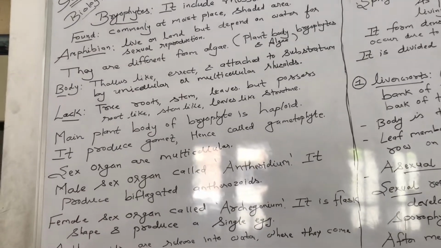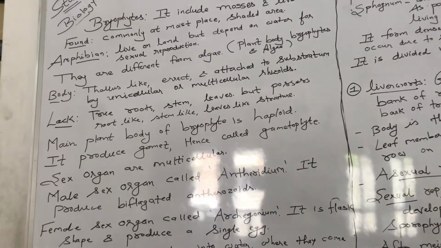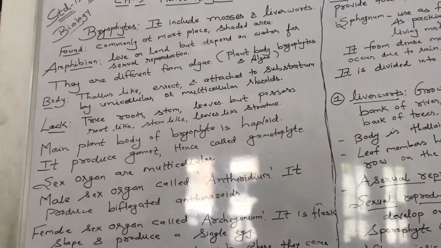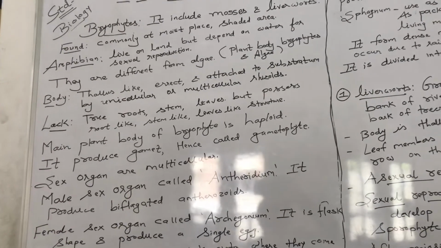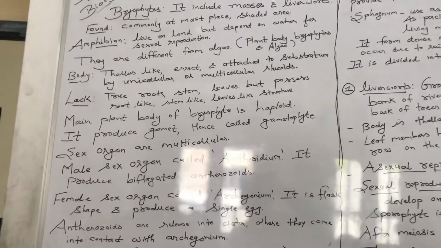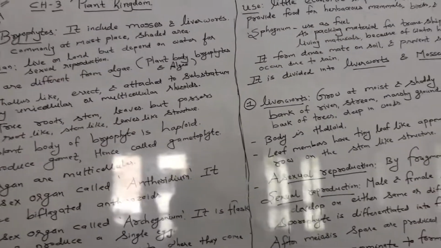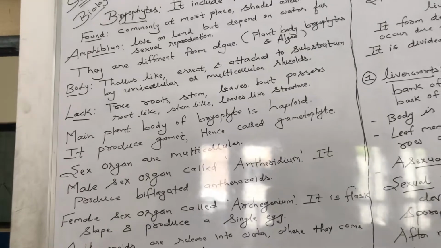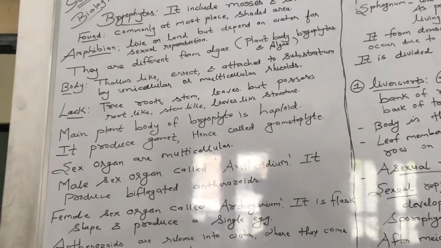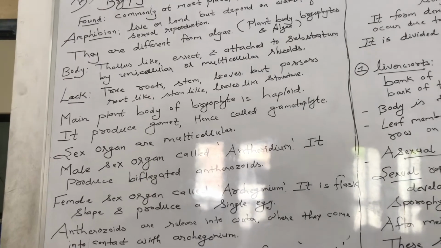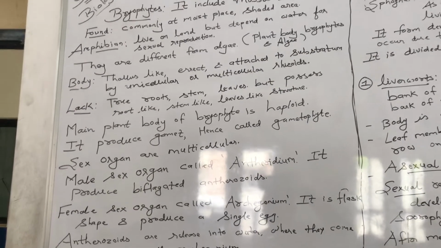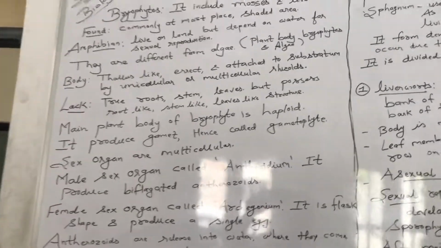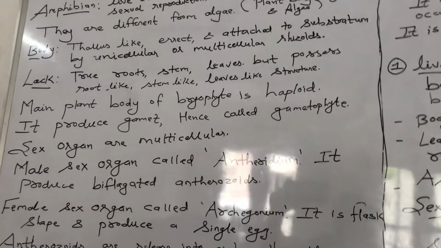They lack true root, stem and leaves. They do not have true roots, stem as well as leaves, but they have root-like, stem-like and leaf-like structures. They have the appearance of root, stem and leaves, but they are not actually true ones. The main plant body of a bryophyte is haploid in nature. It produces gametes, hence it is called a gametophyte.